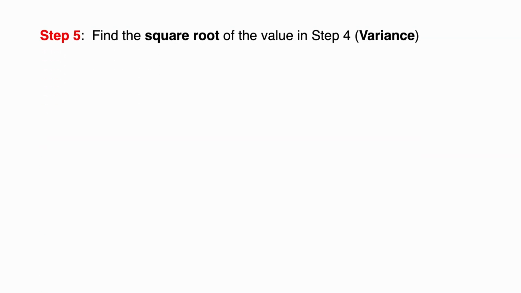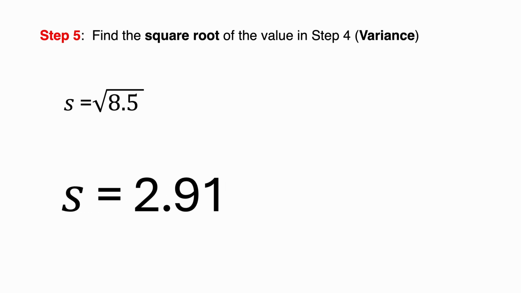The fifth and final step is to find the square root of the value in step 4, which is the variance. So the square root of 8.5 is 2.91. And in fact, the standard deviation is the square root of the variance.